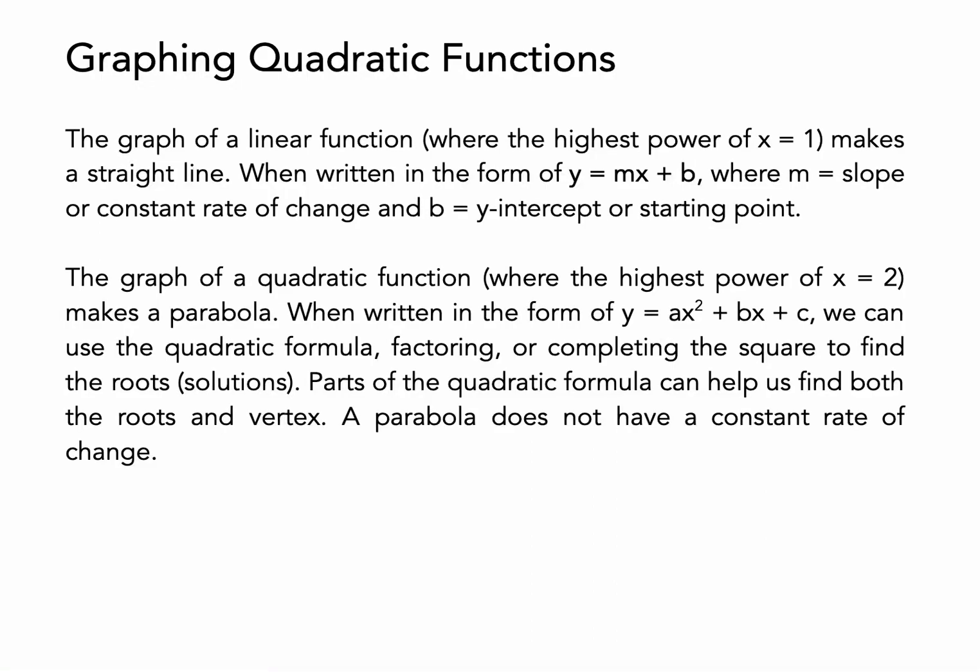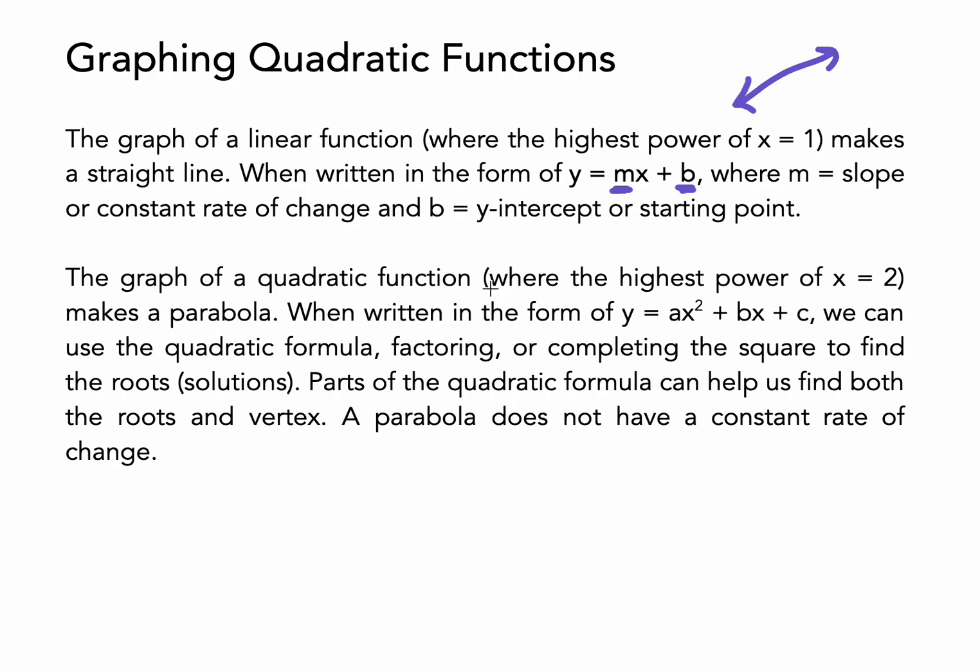Hi everyone, today we're going to talk about how to graph quadratic functions. And to review, the graph of a linear function makes a straight line, and that's where the highest power of x equals 1. When written in the form of y equals mx plus b, you can figure out the slope or constant rate of change by figuring out the m value, and you can figure out the y-intercept or starting point by finding the b value.